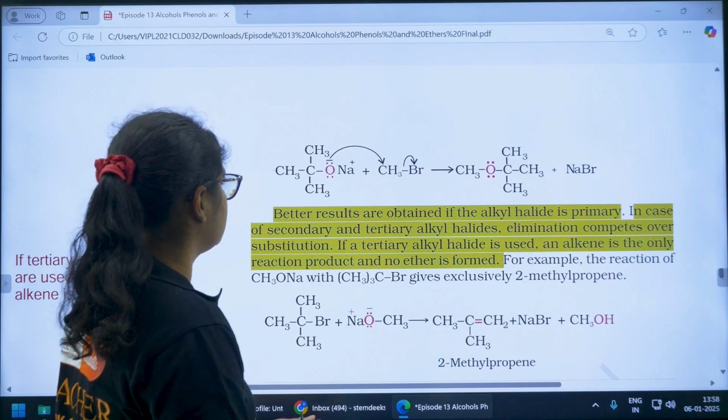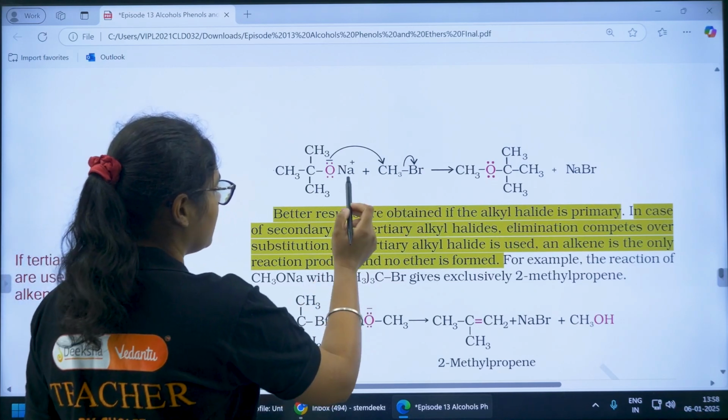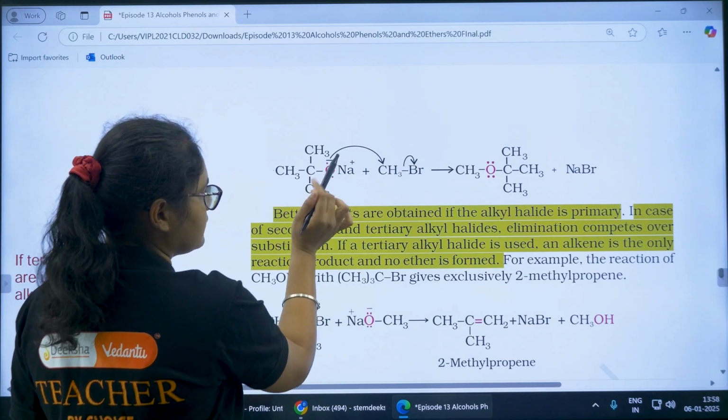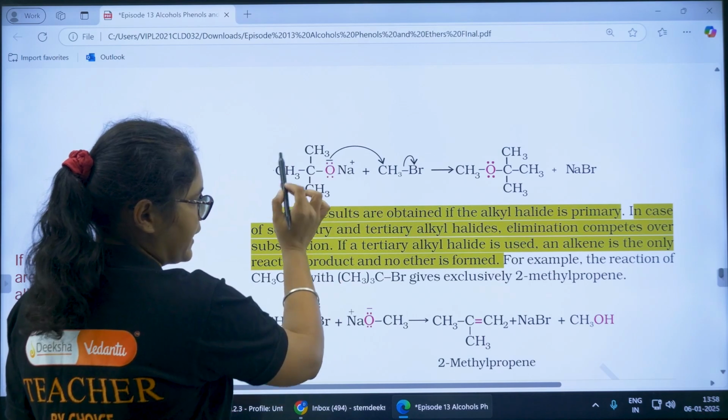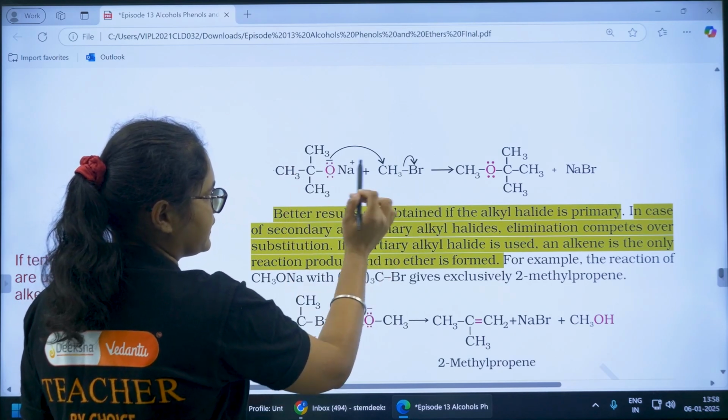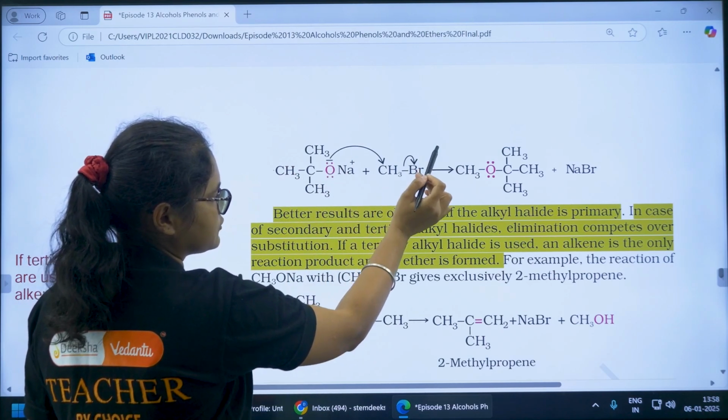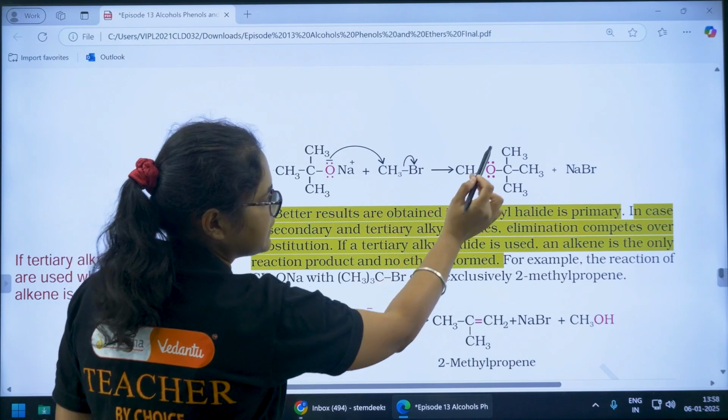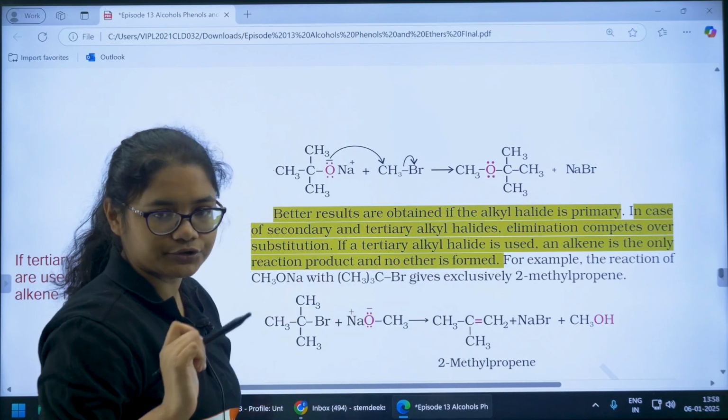So you can see here, this one is an alkoxide ion and this is a primary alkyl halide. So this one attacks on this one and this goes. So you can see this Br is replaced by this group. That is a substitution reaction.